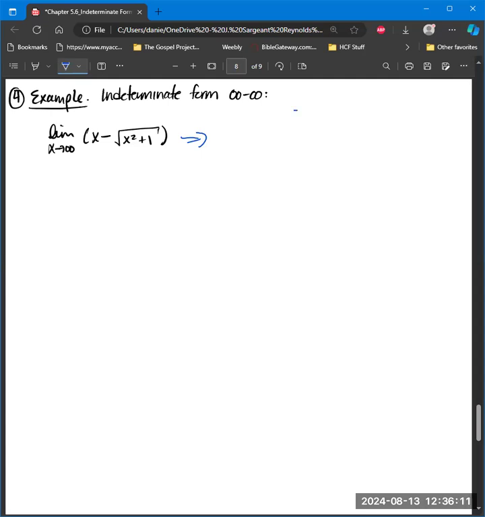Look at the end behavior here. y equals x at the end here is going to be infinity, and then the square root of x squared plus 1 is kind of gross looking. I won't try and draw that, but that's also going to go to infinity. You can look at that in your calculator and prove that to yourself, but this is going to be infinity minus infinity for our indeterminate form.